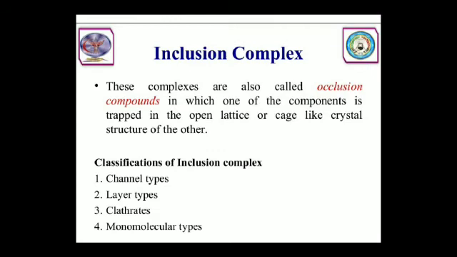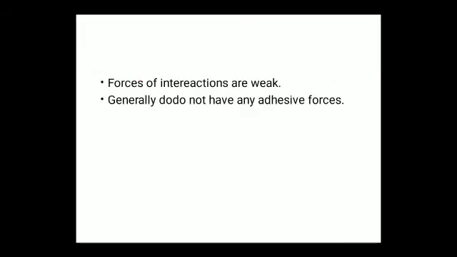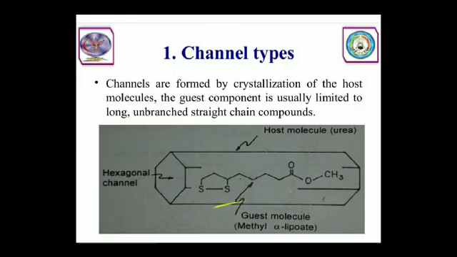Inclusion complexes are also called exclusion complexes, in which one of the components is trapped in the open lattice or cage-like crystal structure of another molecule. Types of inclusion complexes are channel type, layer type, clathrates, and monomolecular types. The forces of interaction involved in inclusion complexes are weak, and generally there are no adhesive forces.